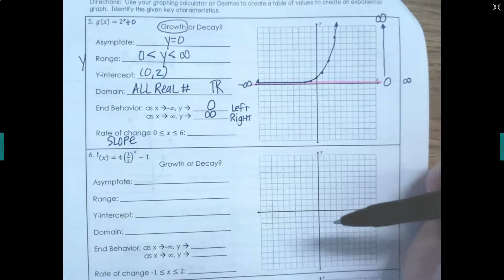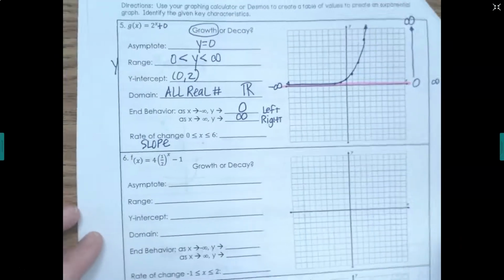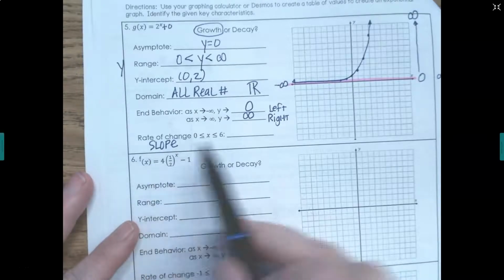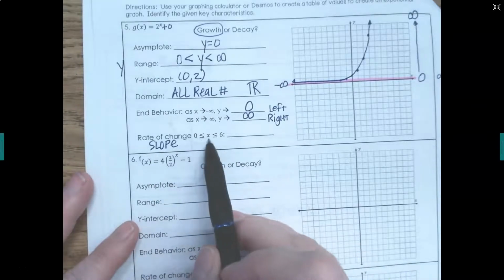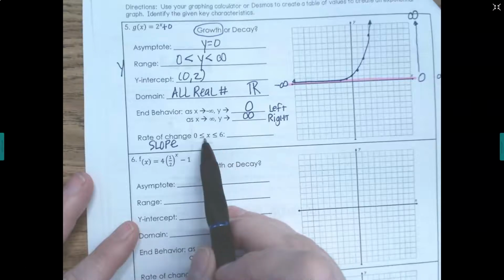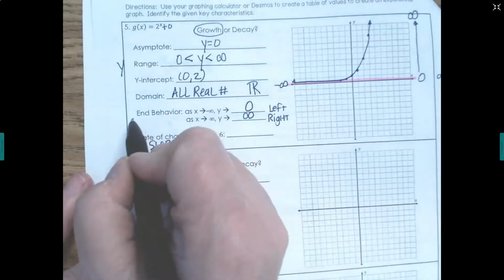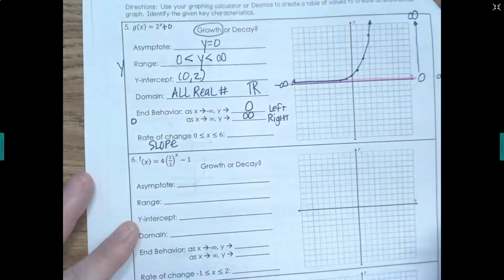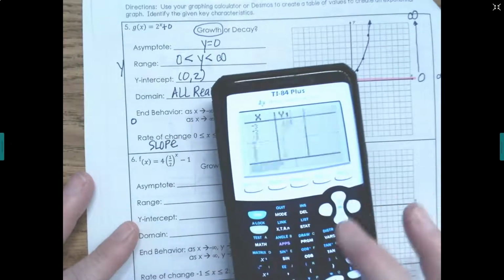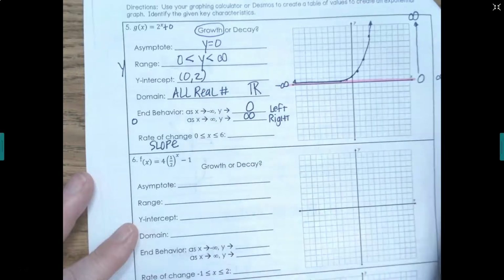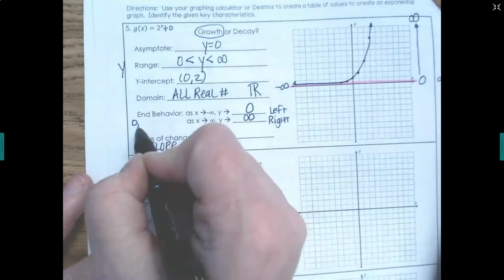Okay? And then our last one is our slope. So what this sentence says here, rate of change is slope. I have 0 is less than or equal to x, which is less than or equal to 6. These are x values. So if I'm given the x values, I want to know the y value. So I have an x value of 0. And when I look at my table of values, an x value of 0 has a y value of 1.